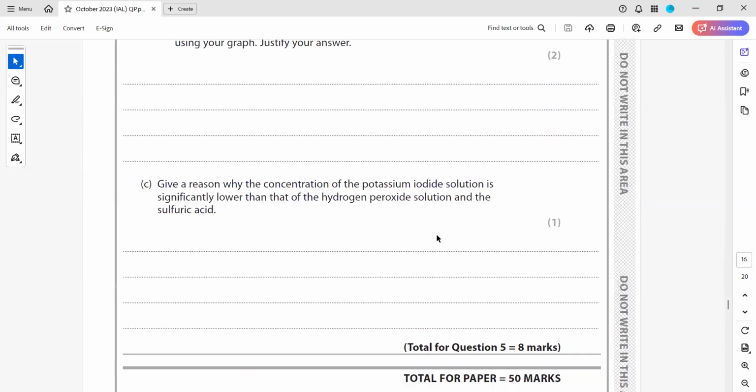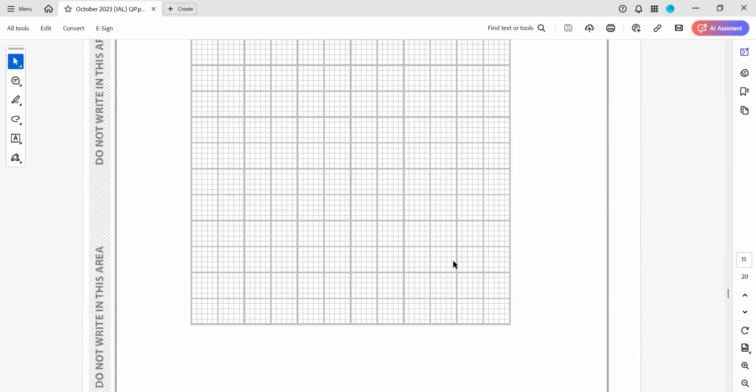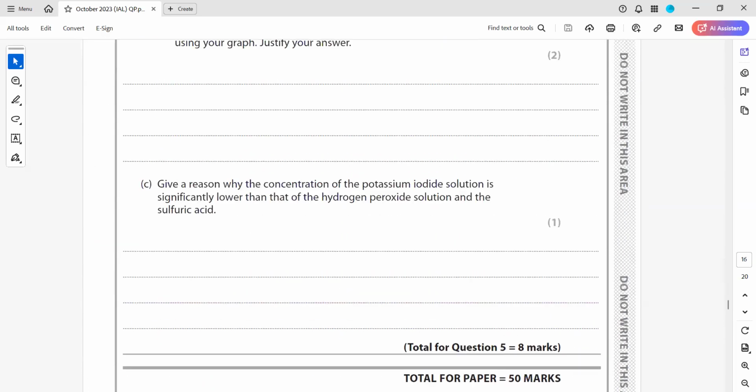Give a reason why concentration of potassium iodide solution is significantly lower than hydrogen peroxide and sulfuric acid. Because the main purpose of this experiment is we are investigating how the concentration of hydrogen peroxide or sulfuric acid affects the rate, and the constant iodide, it's a zero order.